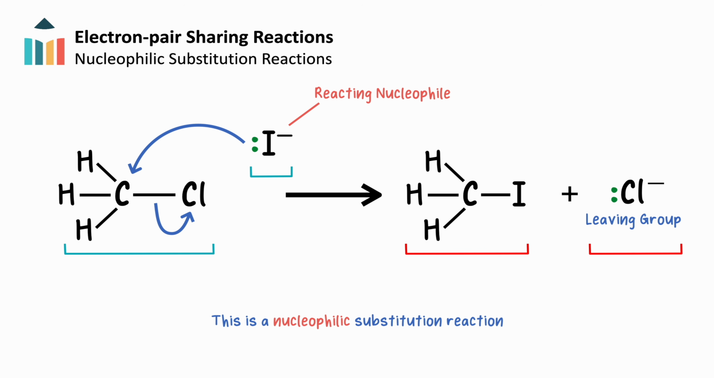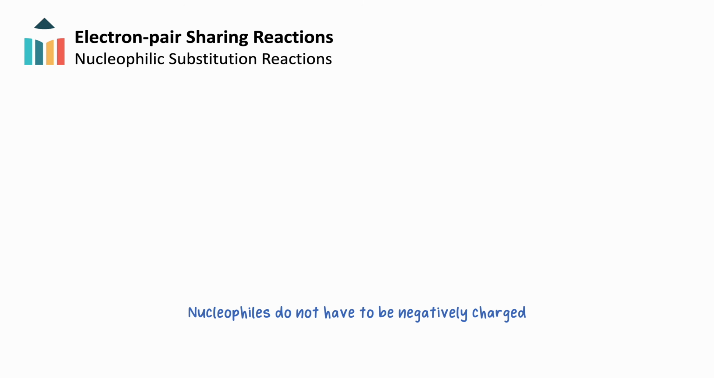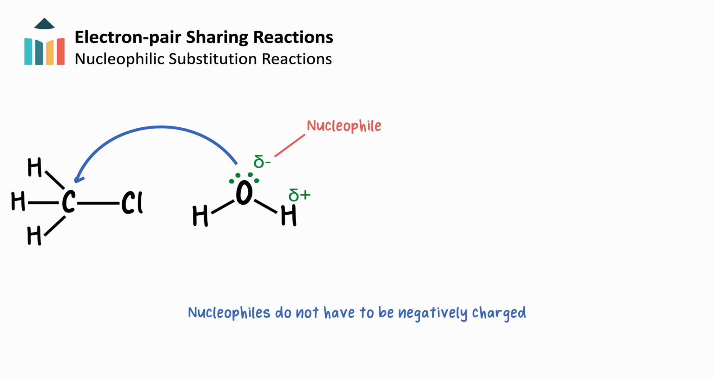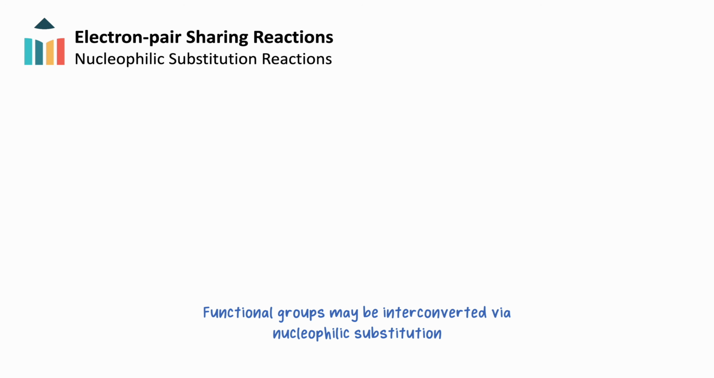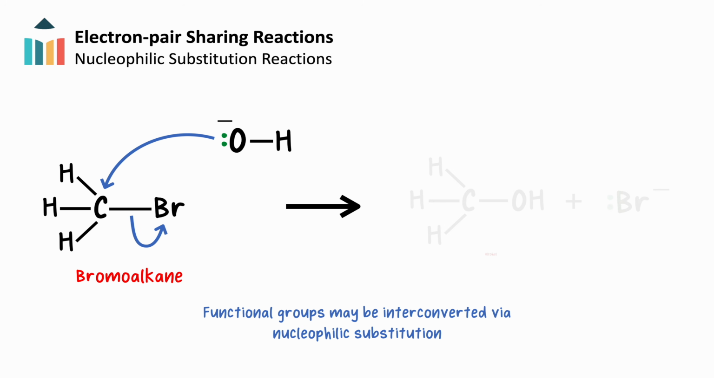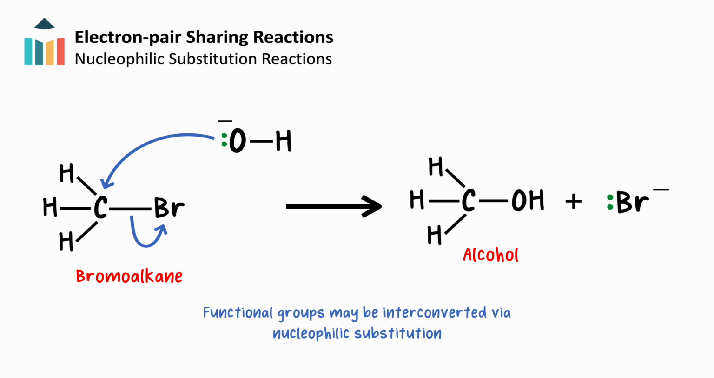As we saw earlier, not all nucleophiles are negatively charged. For example, water can act as a nucleophile by donating a lone pair of electrons from the oxygen atom. In fact, many functional groups can be interconverted via nucleophilic substitution reactions. For example, the reaction of a halogenalkane with a hydroxide ion produces an alcohol.